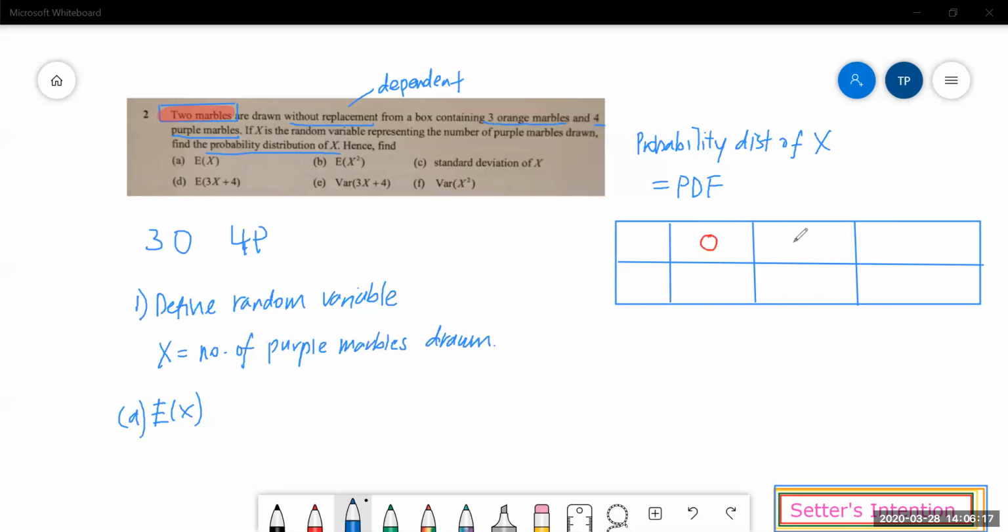We have 0, 1, and 2. So this is my X, and this is my probability of X equals x. We have to find the probability of having 0, the probability of having 1, and the probability of having 2 purple. So what people will do is, how am I going to find 0 purple marbles?